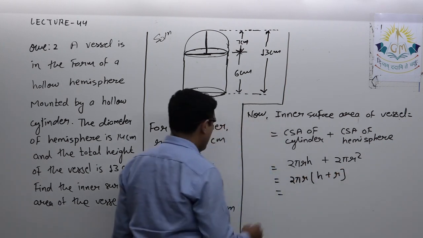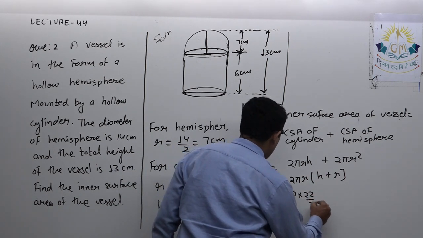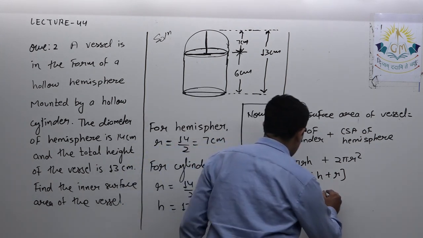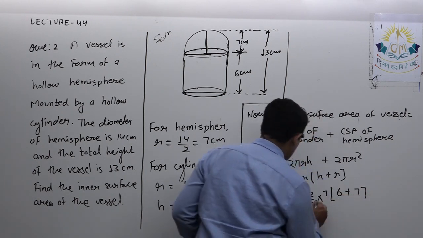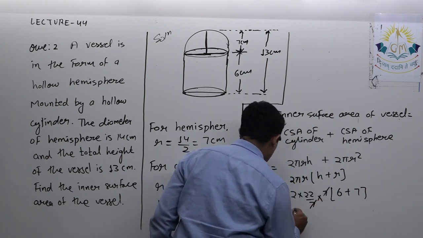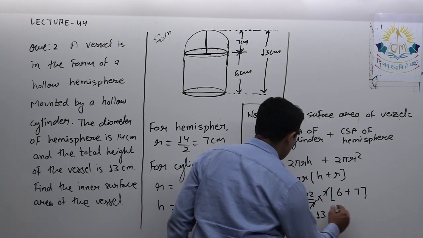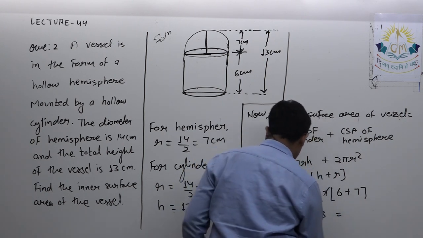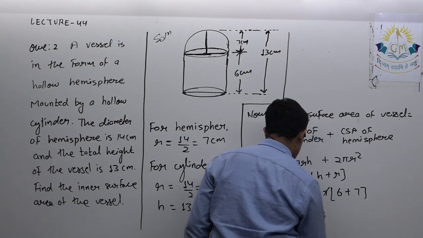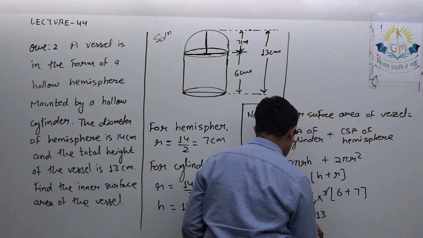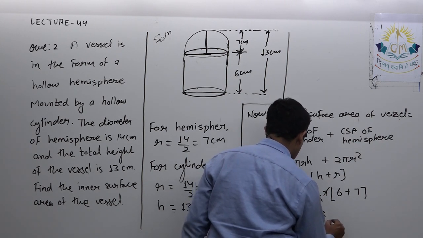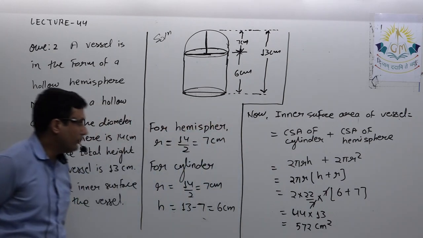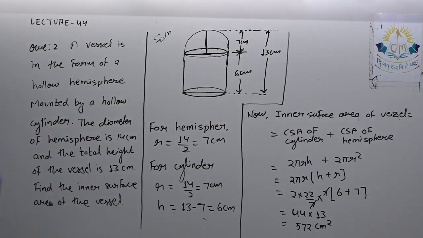Now definitely I will put the values. So 2 into 22 by 7 into R, R is 7, into H plus R. H is 6, R is again 7. This 7 will cancel out. 44 multiplied by 13. So my final answer will be 572 centimeter square. So the inner CSA of the vessel is 572 centimeter square. Please note it down. Then we'll see the next question.